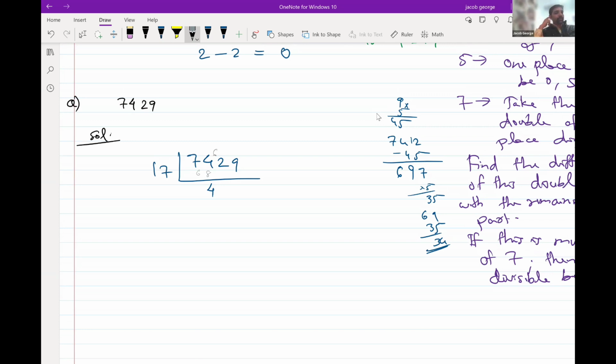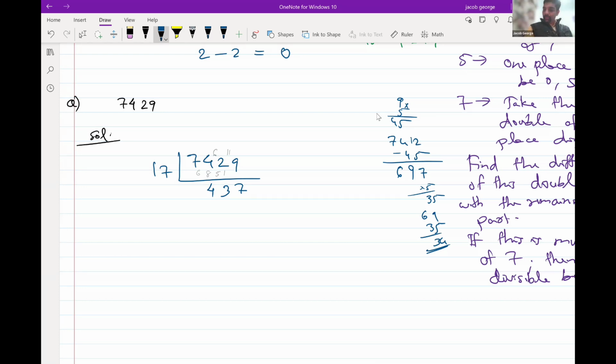Subtract and tell me. 6, right? So 62. 17 into what number is very close to 62? Yes, 17 into 3. So we write 3 here. 17 into 3. What is 17 into 3? 51. Then subtract. 62 minus 51. How much we get? 11. 119. 119 is 17 into what number? 7. 17 into 7 is 119. All of you understood the first line? Great. Is it clear?